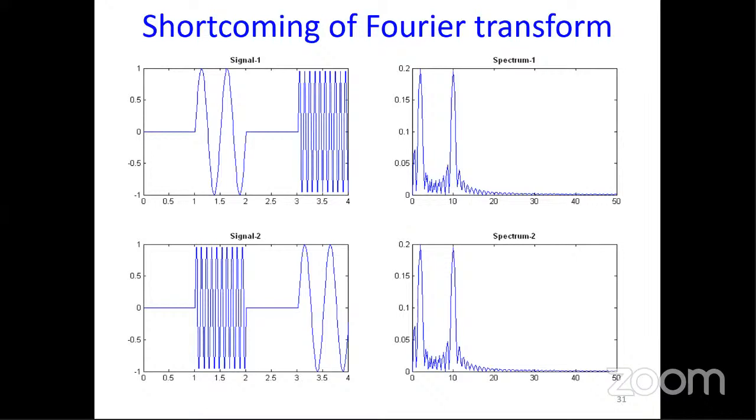If it is not giving any time information, I may not be able to say which frequency is coming first and which frequency is coming next. That we call the instantaneous frequency. If you want to know it, then definitely you are in need of time information. That time information is missing in Fourier transform. Because of that, people have developed the short-time Fourier transform.